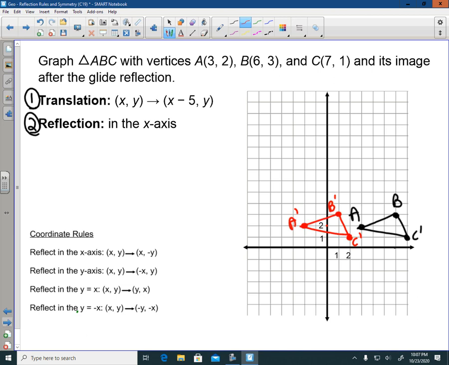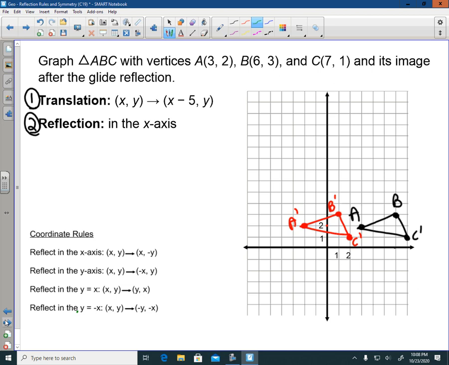Now we're going to reflect our triangle. And remember, we're reflecting the prime triangle. We're doing first the translation, and then we reflect that triangle. So we're reflecting in the x-axis. So think about this. Do you need the rule? Are you being asked for the coordinates, or are you being asked to graph? You're being asked to graph. So the rule might not even come into play this time. Because it's the x-axis, you can just count.